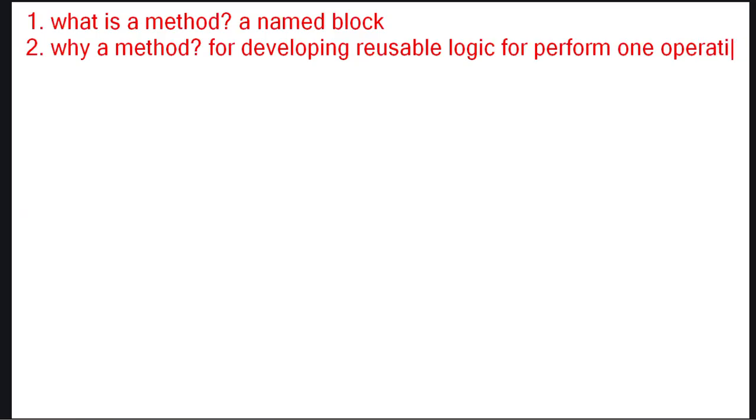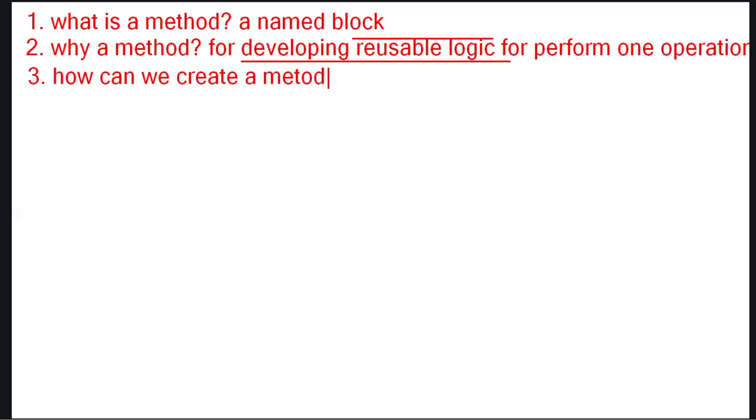Okay, what is the purpose of method? A method is used for developing what logic? Reusable logic for performing one operation. Third point. Okay, you decided to develop reusable logic. How can we create a method? How can you create a variable? By using data type. How can I create a method? By using a return type and method name.